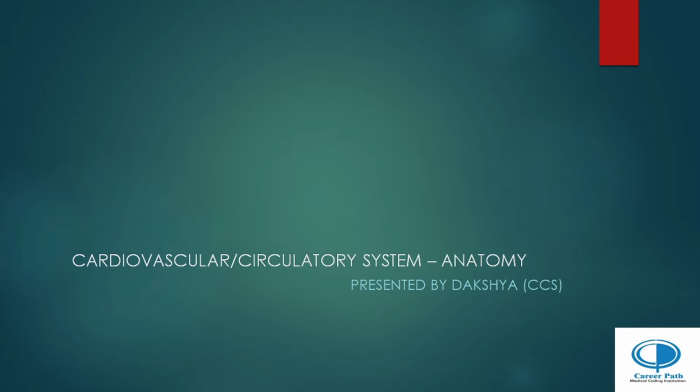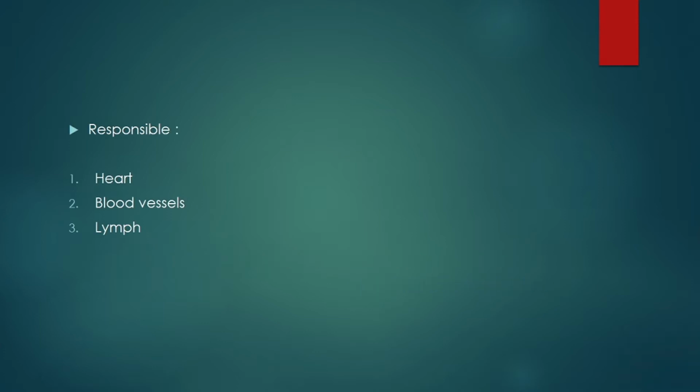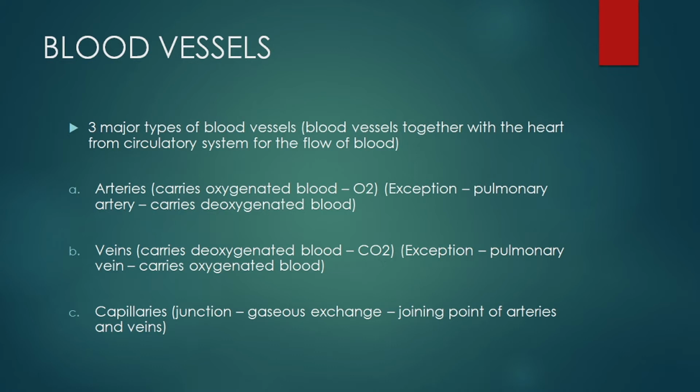In today's video we'll study the anatomy of the circulatory system. So we'll first understand what organs are responsible for the circulatory system. Those are the heart, blood vessels and lymph. There are three major types of blood vessels. Those are arteries, veins and capillaries.